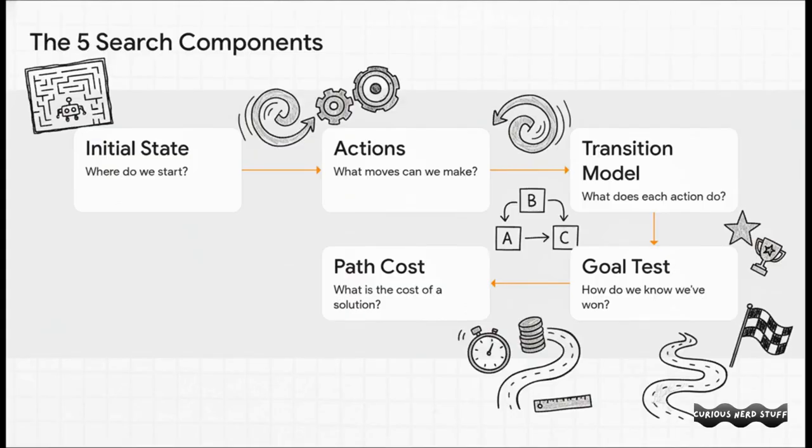It all starts with the initial state. That's just the starting line, right? Where are we at the beginning? Then you have the actions, which are all the possible moves the AI can make from any given state. The transition model is basically the rulebook. It says, if you're in this state and you take this action, you will end up in that new state. The goal test is simple. It's what tells the AI, you did it, you found a solution. And finally, you've got the path cost. Think of this as the scorecard. It measures how good a solution is. Maybe that's the shortest distance, or the lowest price, or just the fewest moves to win.